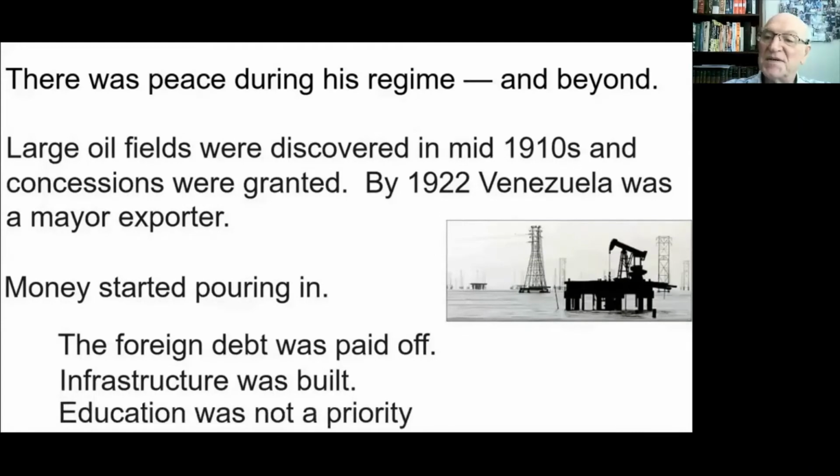Education, though, was not a priority. The caudillo himself was illiterate. He did not think that education was important. But furthermore, he did think that uneducated people are easier to control. So education was not helped. Even then, it started creeping up, and by 1930, the literacy of the country was about 40%.